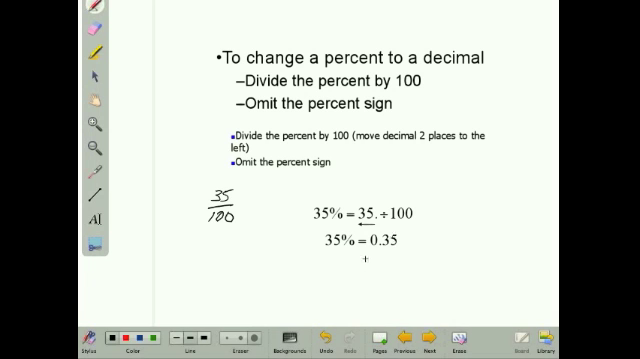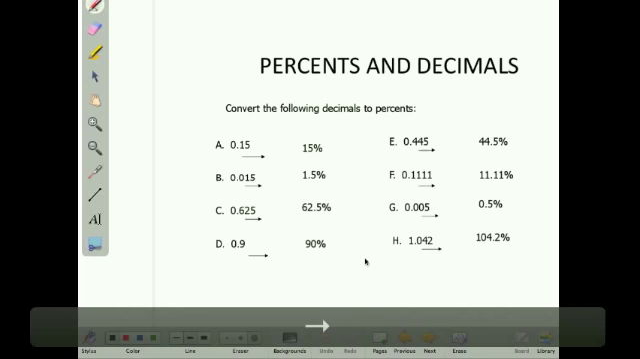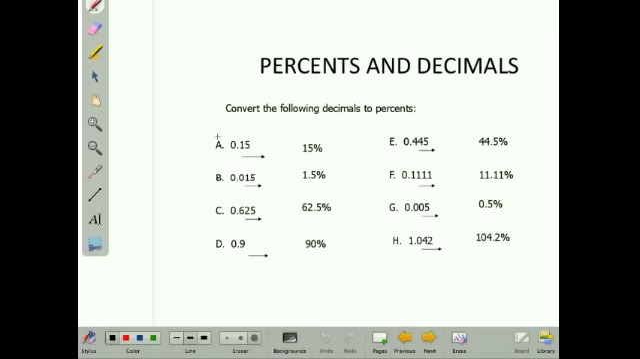All right, so converting the following to percents, I know that I want to go from a decimal to a percentage. I'm going to move it 2 places to the right. It's going to become 15%. Moving the decimal 2 places to the right becomes 1.5%. Moving the decimal 2 places to the right becomes 6.25%. Moving the decimal to the right twice. Notice that there's no space there, so I need to add a 0. That's 90%. 0.445, move it 2 places to the right, 44.5%, and so on.